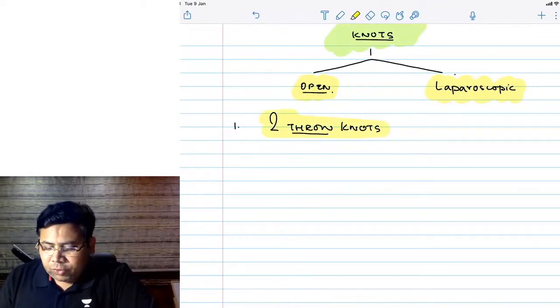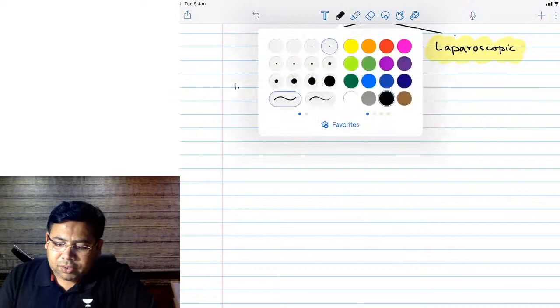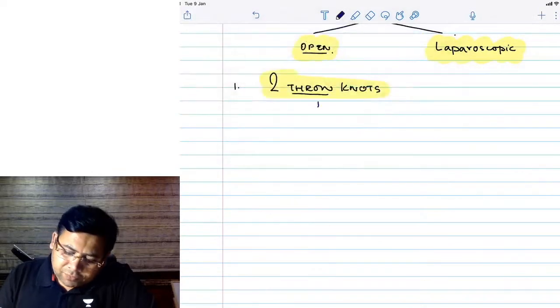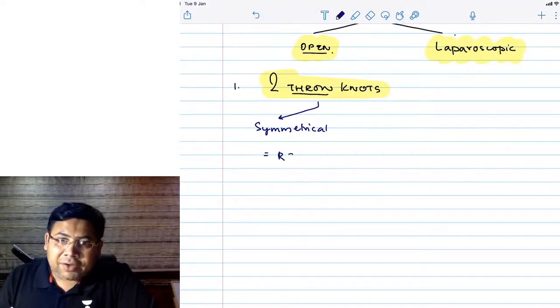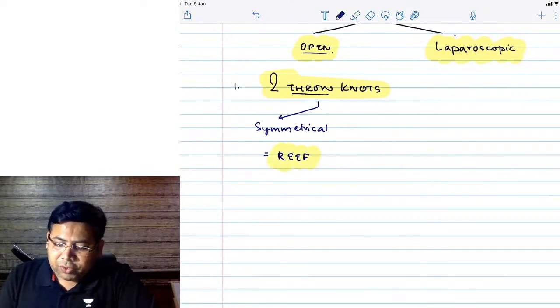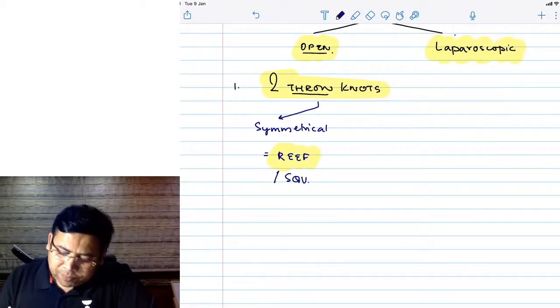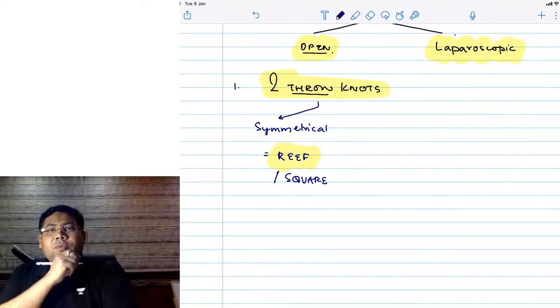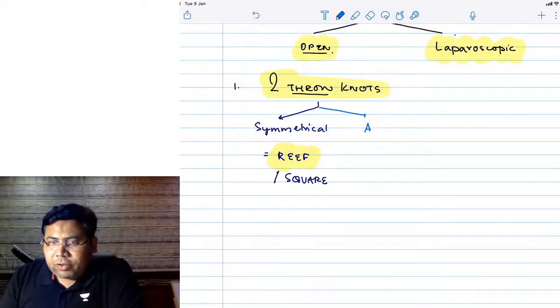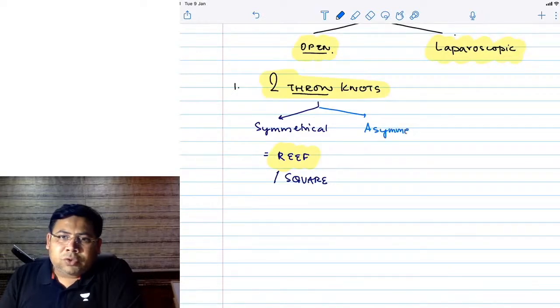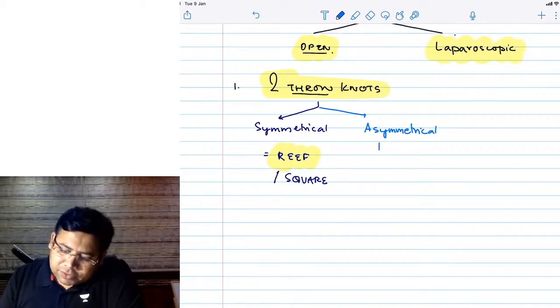When we talk about 2 throw knots, what are they? We have a 2 throw symmetrical knot. What is this known as? This is known as a reef knot. So a 2 throw symmetrical knot is a reef knot. It is also known as a square knot. Then we have a 2 throw asymmetrical knot. So students, a 2 throw asymmetrical knot is what is known as a granny's knot.